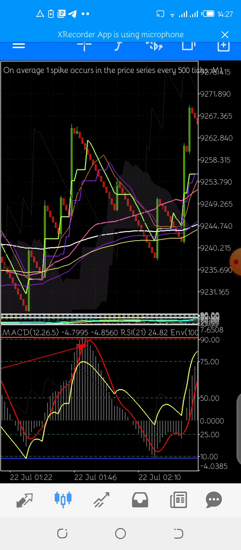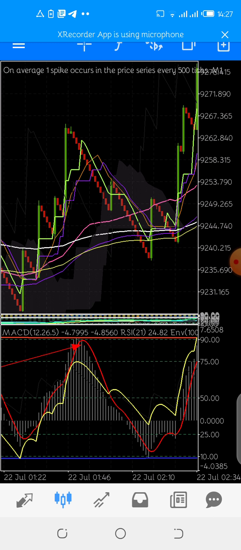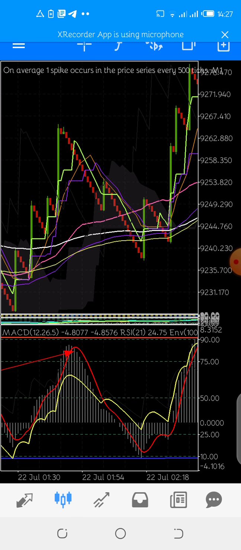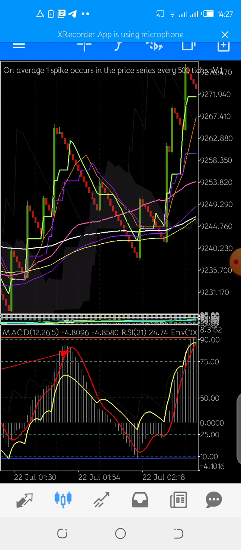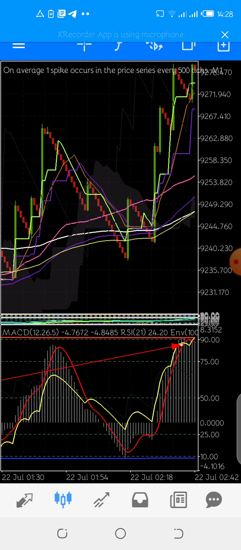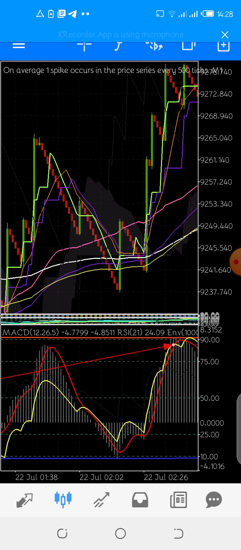The moving average at this point had touched, but the MACD was still far. The moving average had touched, but the MACD was still a bit far, and then the MACD came untouched. By this time the moving average had moved a bit down, and then immediately after that, before even the yellow and the red line could cross, there was another spike on top.